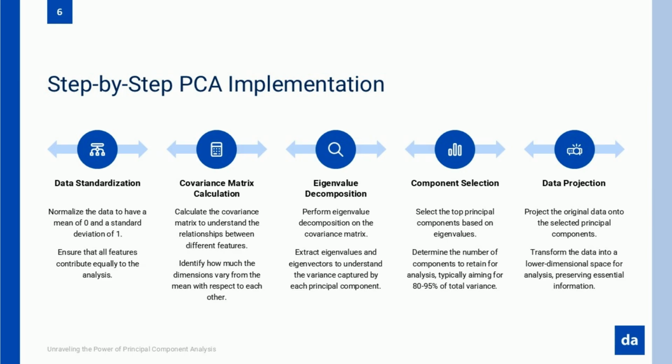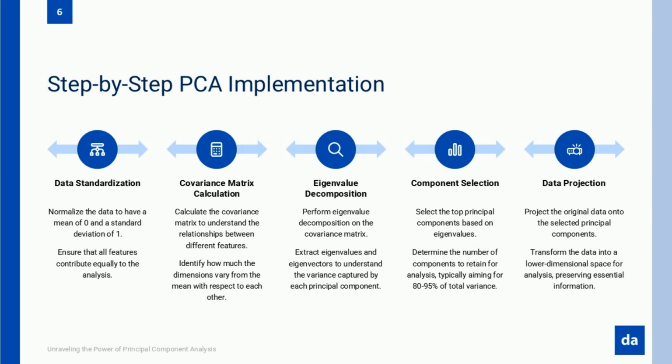The first and most critical step is data standardization. Before calculating anything, you must center your data around 0 and scale it to have a standard deviation of 1. This pre-processing step prevents variables with naturally larger scales from dominating the analysis. Imagine analyzing a dataset containing both salary, measured in thousands, and age, measured in years. Without standardization, the salary variable would exert disproportionate influence on the principal components simply because of its larger numerical values. This is why mathematical equations for PCA typically assume standardized data.